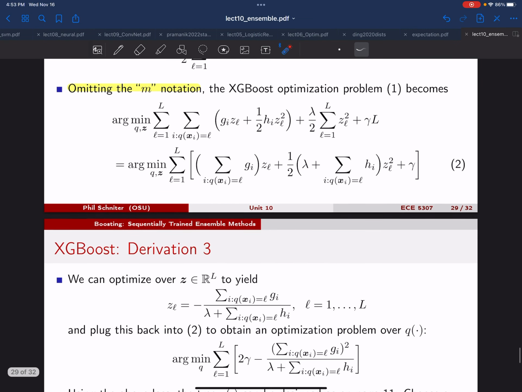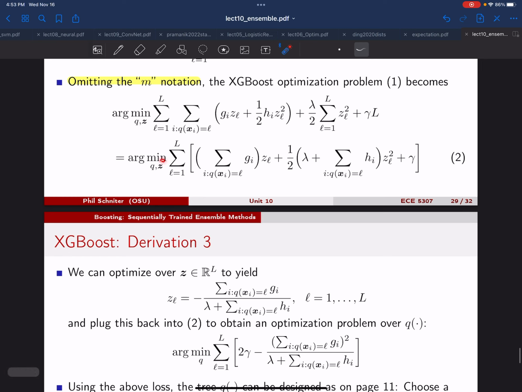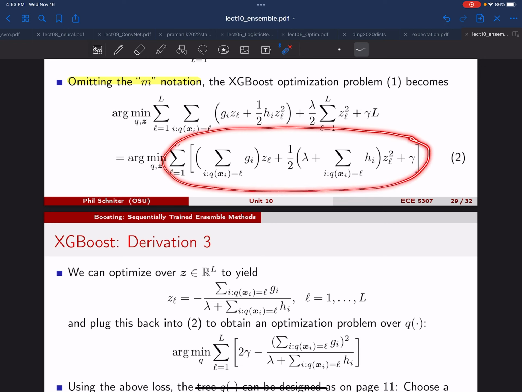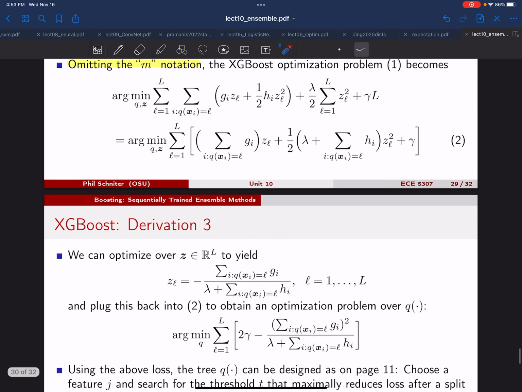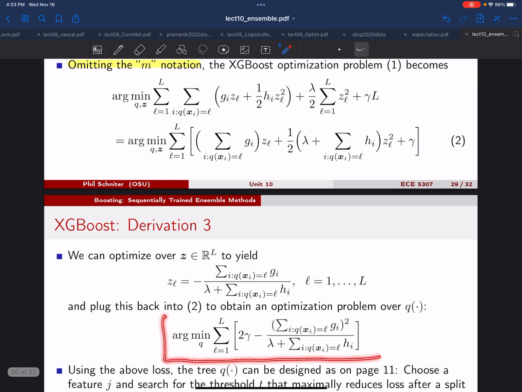So what we can do first is design the scores. To do that, all we have to do is set the gradient of this with respect to Z to 0. Because it's quadratic, that's very easy to do. You find that ZL is this ratio of stuff. You plug that back into your cost, and now this is the remaining optimization problem.